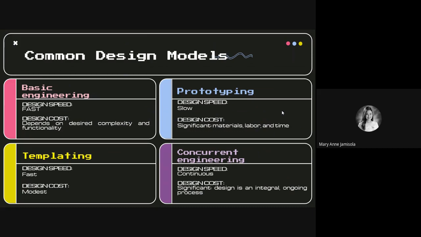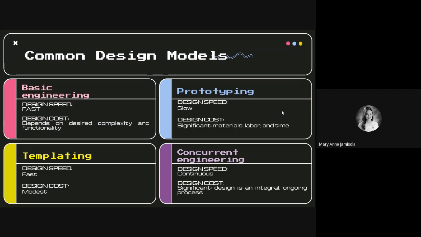Another design model is templating. This is a design method in which an existing product is scaled up or scaled down to fit the specifications of the desired new product. The design speed of this model is fast, while the design cost is just modest.